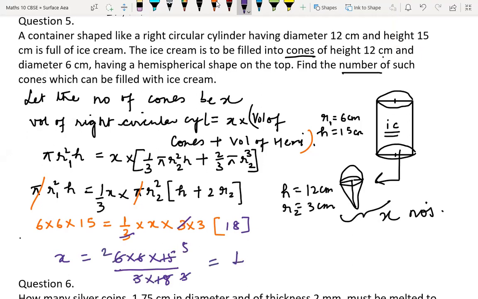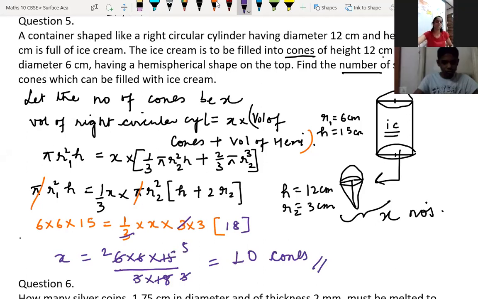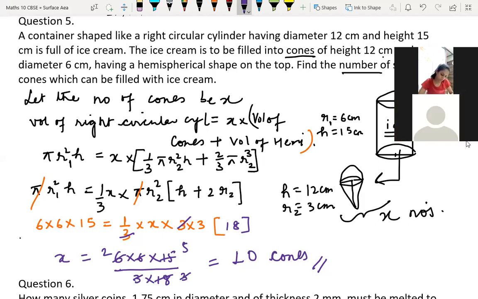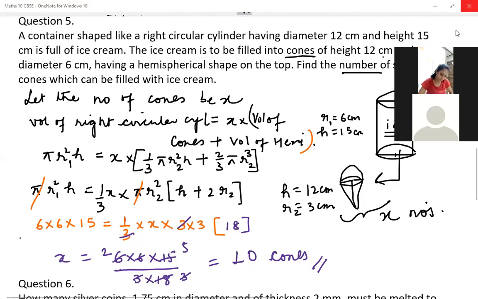So how many cones are coming, children? 10 cones. Does anyone have a doubt in this question? Just tell me if you have a doubt anywhere. Adarsh, Zavian, Praharshan, Drishi, Chanchal, anyone? No, sir. So simply we are putting this whole volume of the cylinder into cones. Okay. Now the next part is question number 6.